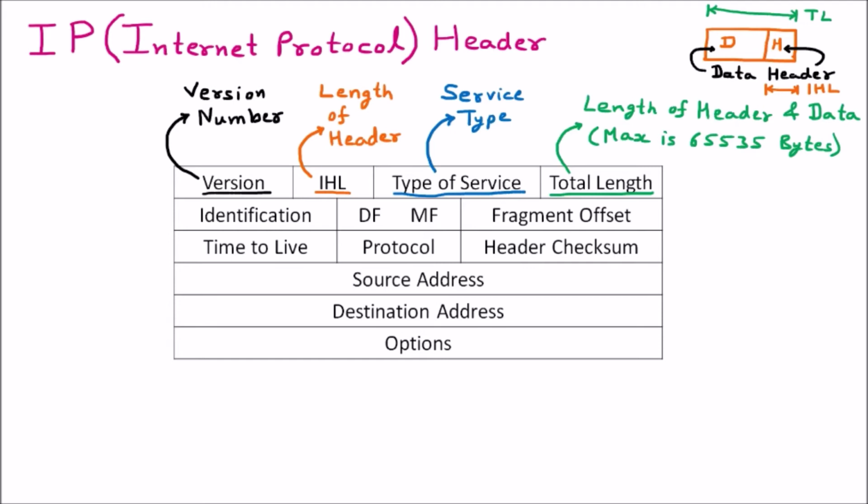Afterward we have the next field, which is called the identification. We know that every packet in the communication is called a datagram. This identification field is used to identify which packet is being transferred, or we can say, to identify which datagram a newly arrived fragment belongs to.